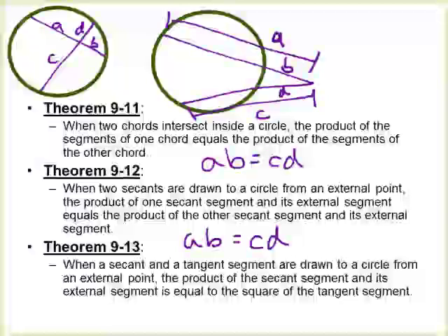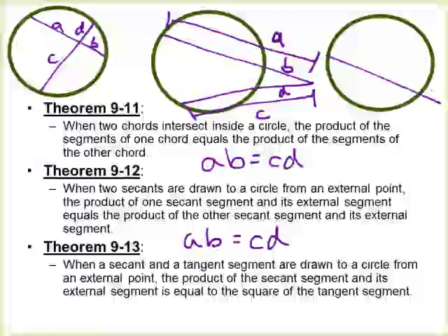And the final theorem says when we have a secant, like in the last one, and a tangent, the secant will do the same way, so whole thing times outside. But a tangent only has one piece. It just has that one chunk from its point of tangency to the intersection. And since all of these theorems are talking about multiplying, since we have nothing else to multiply it by, it says multiply it by itself. It says it's equal to the square of the tangent section. And squaring is just multiplying by itself.